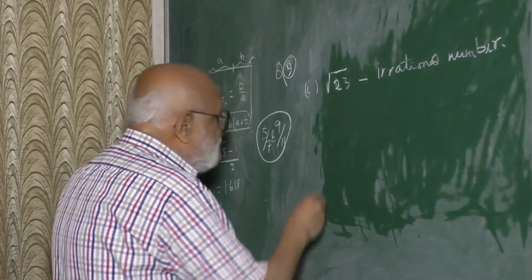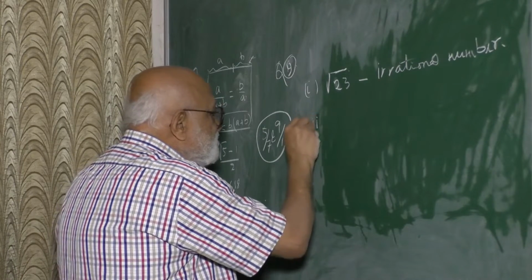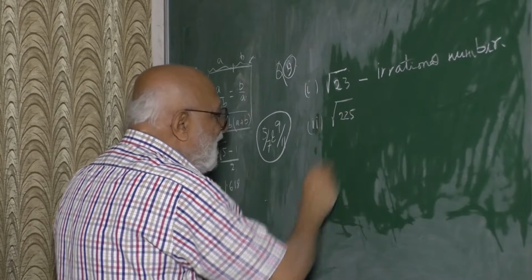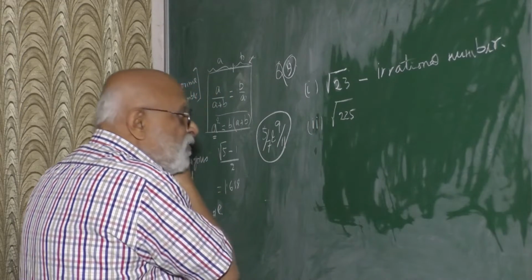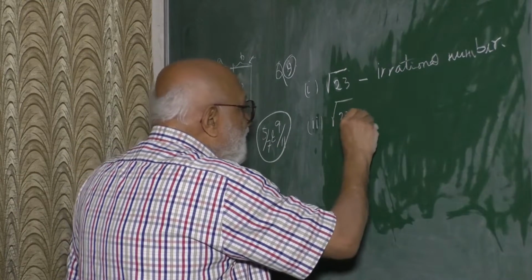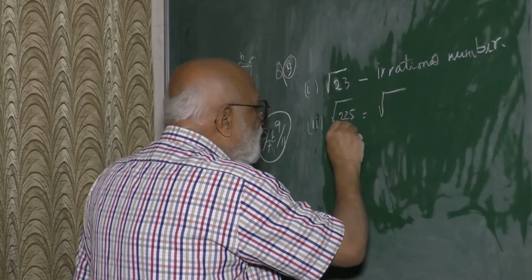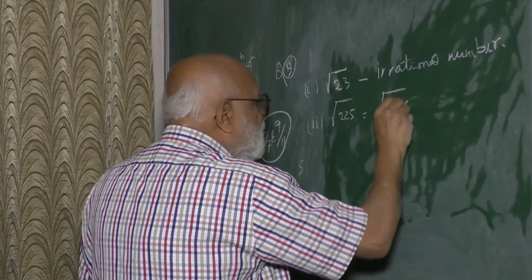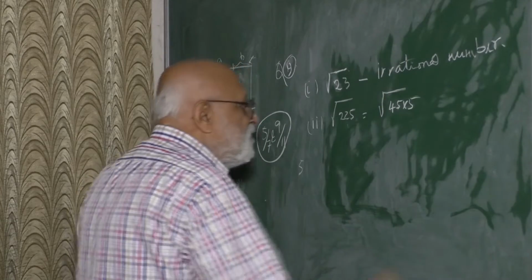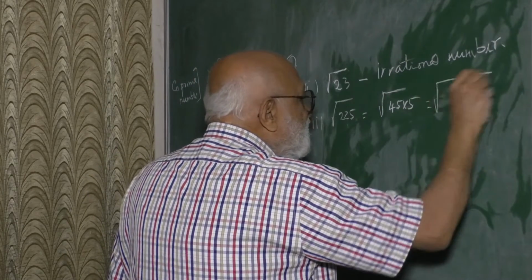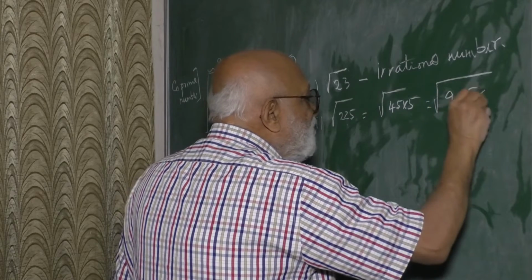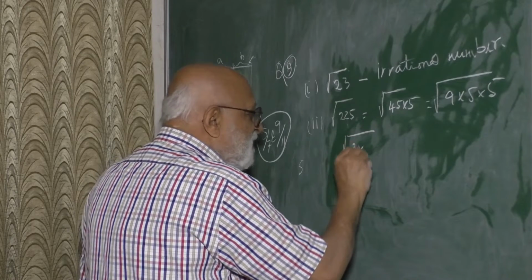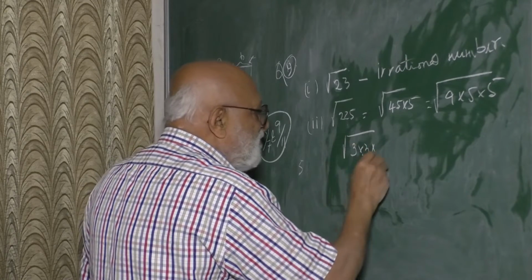Question number 2. Root of 225, right? So what can happen? If I take 4, if I take 5, it should be 45 into 5. Yes, 45 into 5. Let us do it further. So 9 into 5 into 5, right? 3 into 3, it can be done very easily. 15 into 5 it will be.